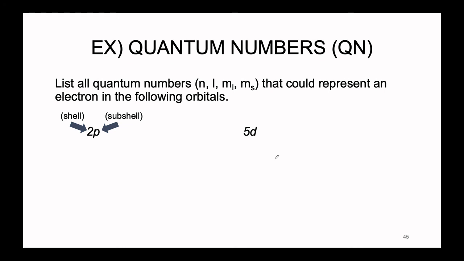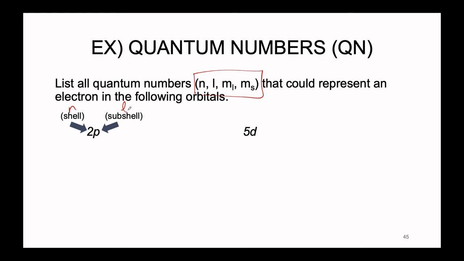One last example for the day, because we've seen how the quantum numbers can be written if we have the n, the l, and the m sub l present. Similarly here, we are going to see now how the m sub s gets incorporated as well. So we're going to list all of the quantum numbers following this notation that could represent an electron in either of these two following orbitals. So again, to reiterate, the 2 in front represents our shell, the n, and the p here represents the subshell, the l.